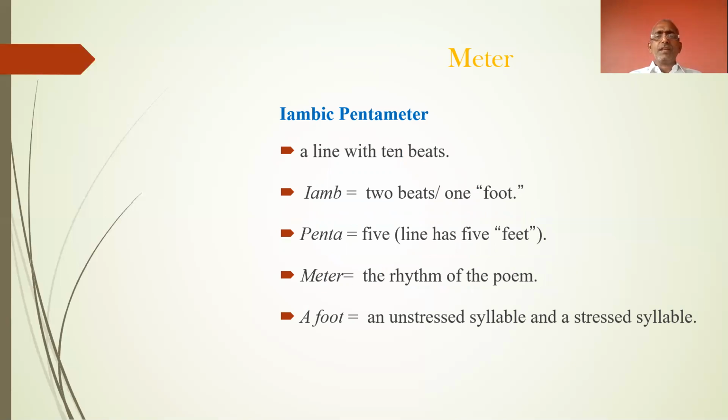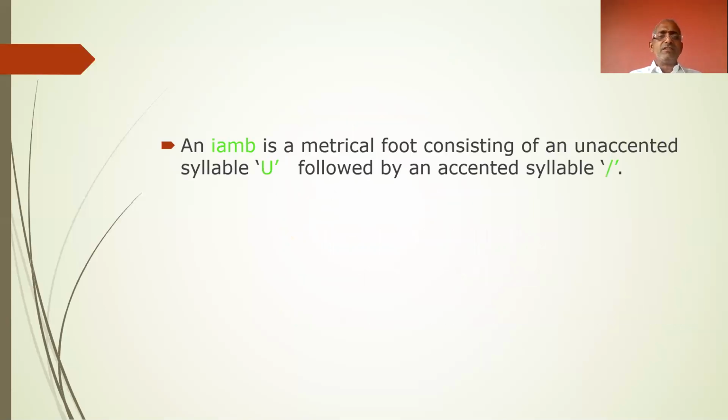Penta means 5. Pentameter means a line consisting of 10 syllables divided into 2-beat feet, and that is iambic. An iamb is a foot; 2 beats are equivalent to 1 foot. Penta means 5, so there are five feet. In an iamb, the first syllable is unstressed and the second syllable is stressed. So in the 5 feet, you will find that the sequence of stress comes: first unstressed, second stressed, third unstressed, fourth stressed. In that manner, the iamb is arranged in the poem.